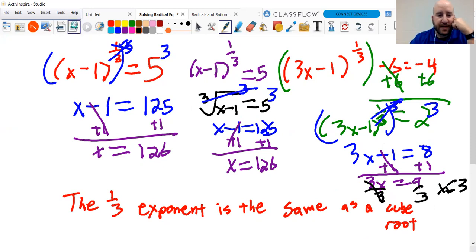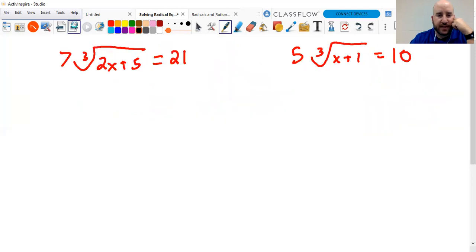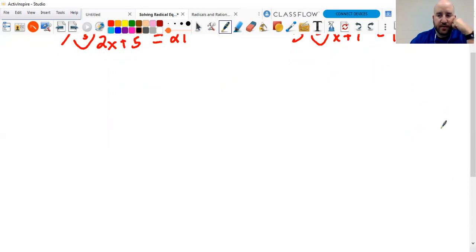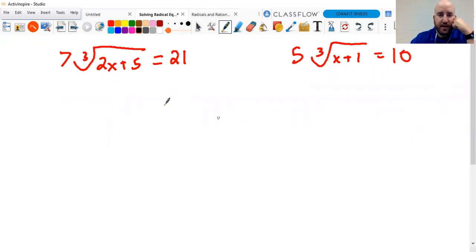Next one. Again, I'm trying to get through really quick here, as quick as I can. So both of these have a number out in front. So 7 times the cube root. I did this to show you're going to see more of a number out in front, but 7 times the cube root, the 3 indicates the cube root. So I'm multiplying by 7.